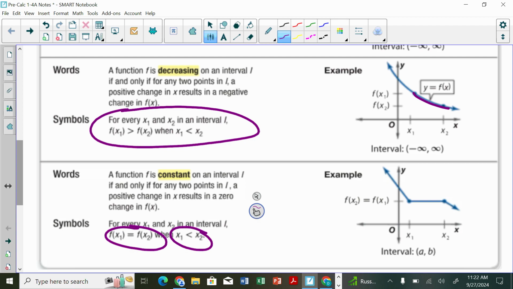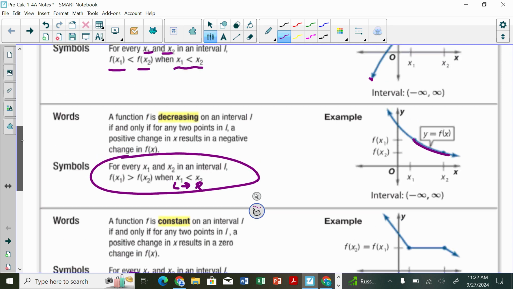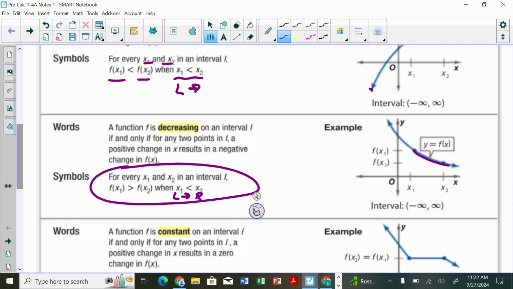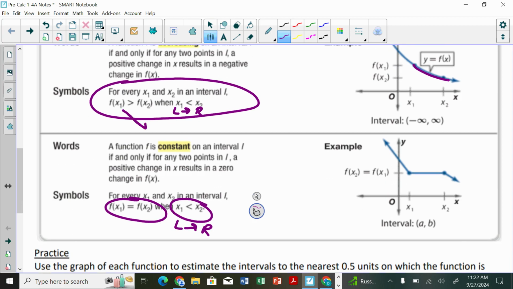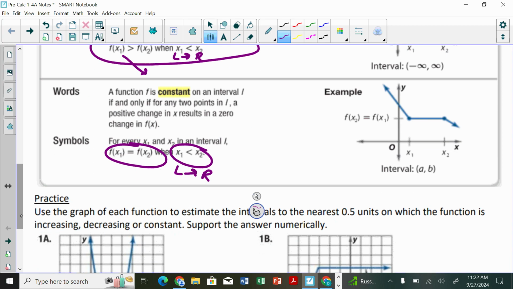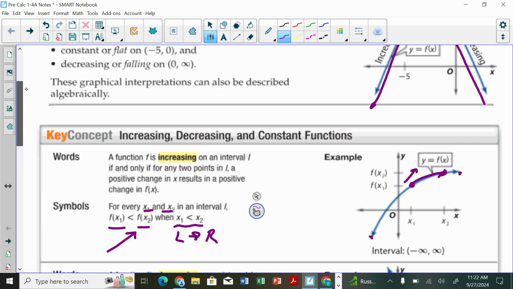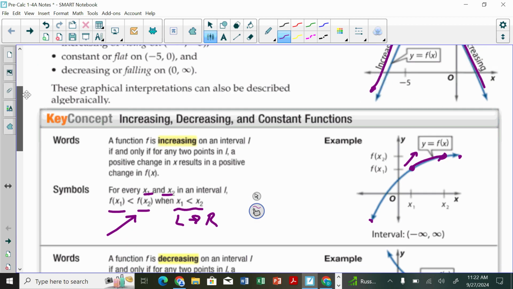So all that's basically saying on these is left to right on your graph. As your x values get greater, x2 being greater than x1, what happens with your y values? Again, we're just saying we're going left to right here. So what happens here, this part means it's increasing. This part here is telling you it's decreasing. And this part here is telling you it's constant. So those are all what we dealt with up here. Just a different way of explaining it.